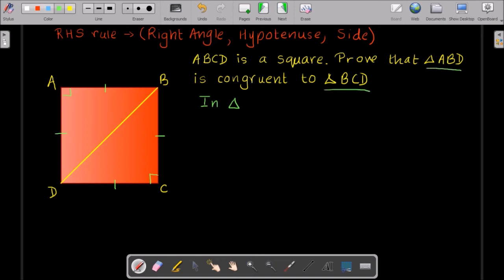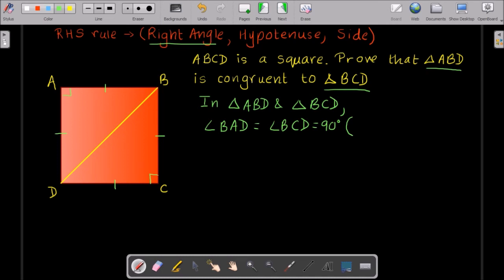So let's start off with our opening statement as always. In triangle ABD and triangle BCD, let's start off. I can say the right angle first. So angle BAD is equal to angle BCD is equal to 90 degrees, and I can write the reason.